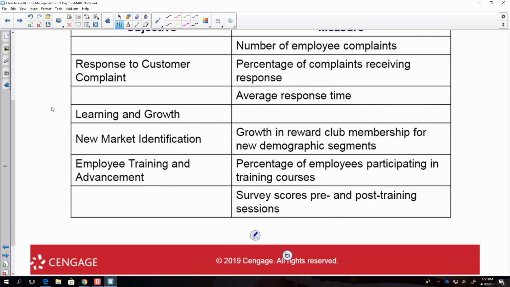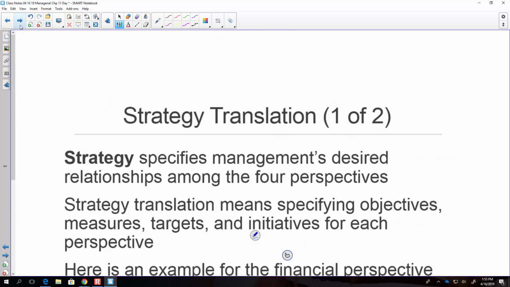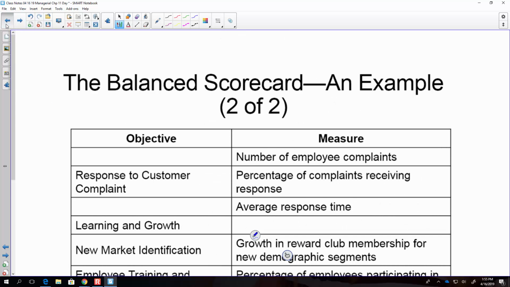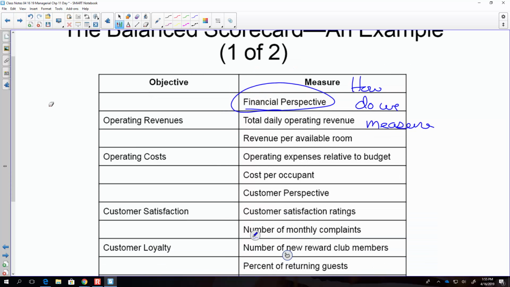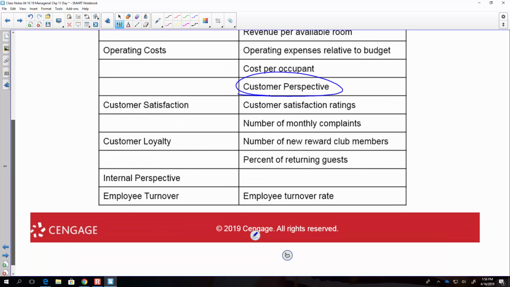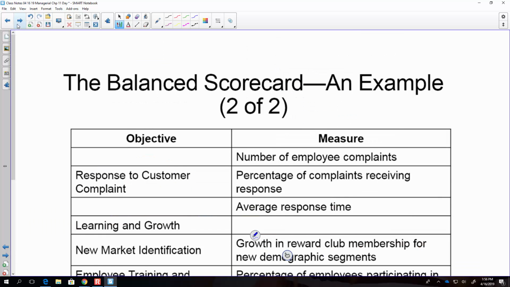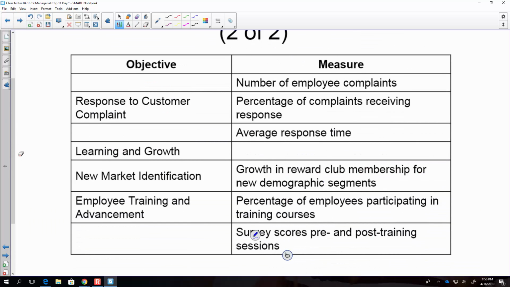there's learning and growth in here. They're kind of all in this little section here. Let's just go back. Operating cost, oh, here's the customer one. So here's some customer perspective examples. Internal examples coming next. And then there should be the learning and growth section right here.